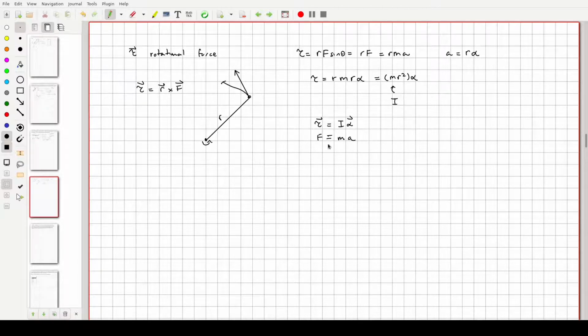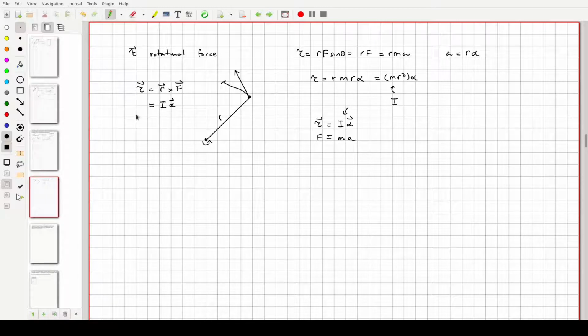So this almost completes our entire list of rotational to translational analogies. The only new idea is that of I. Okay? So, two ways that you can write torque: as R cross F or as I times alpha.